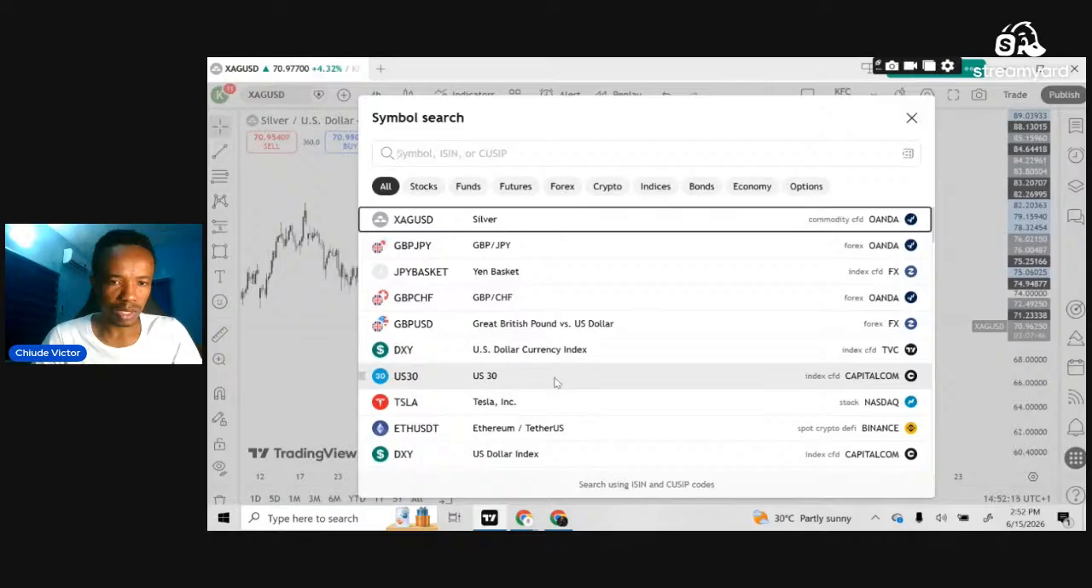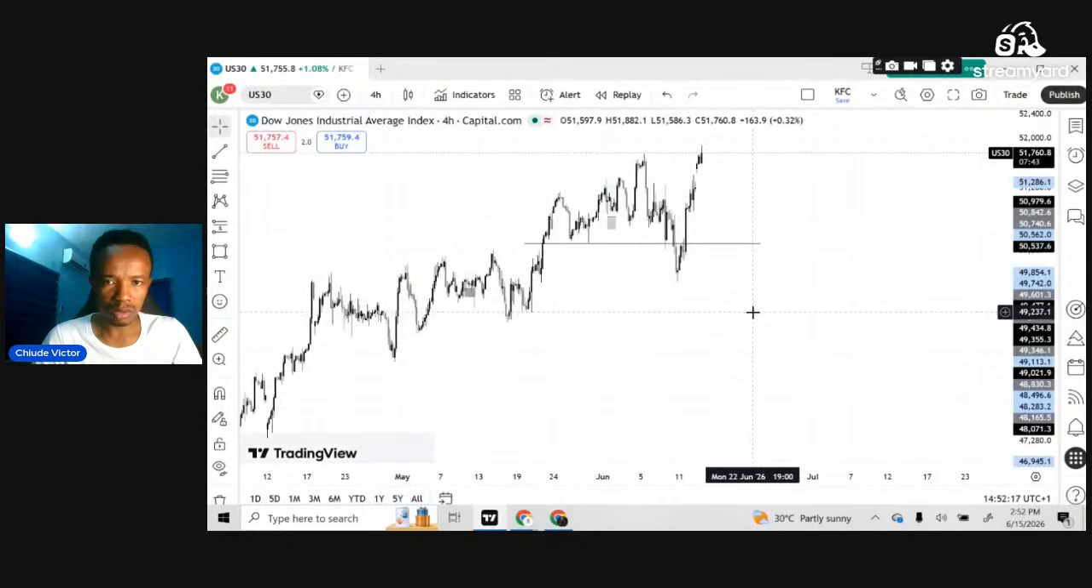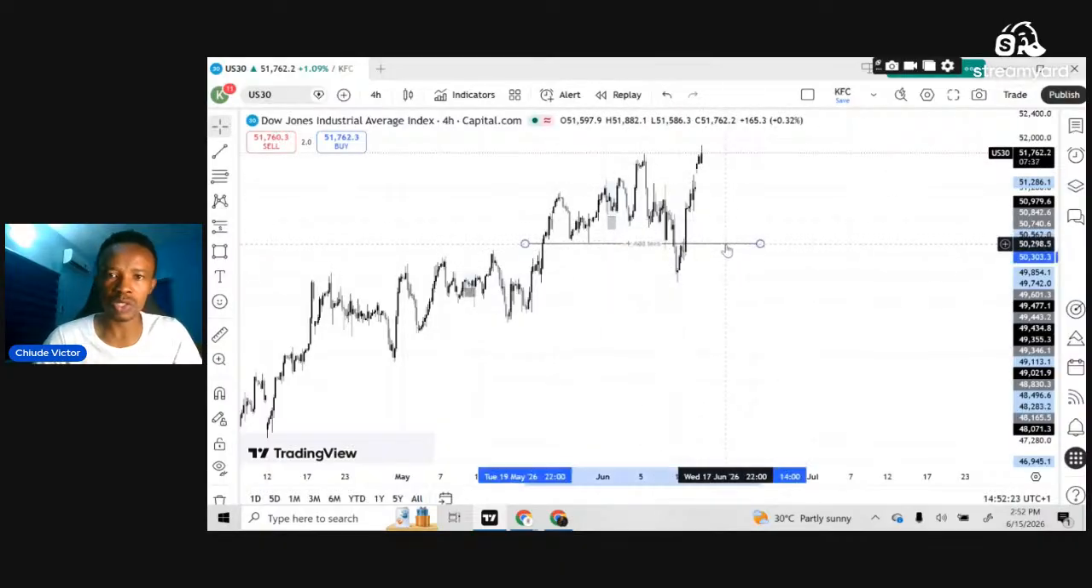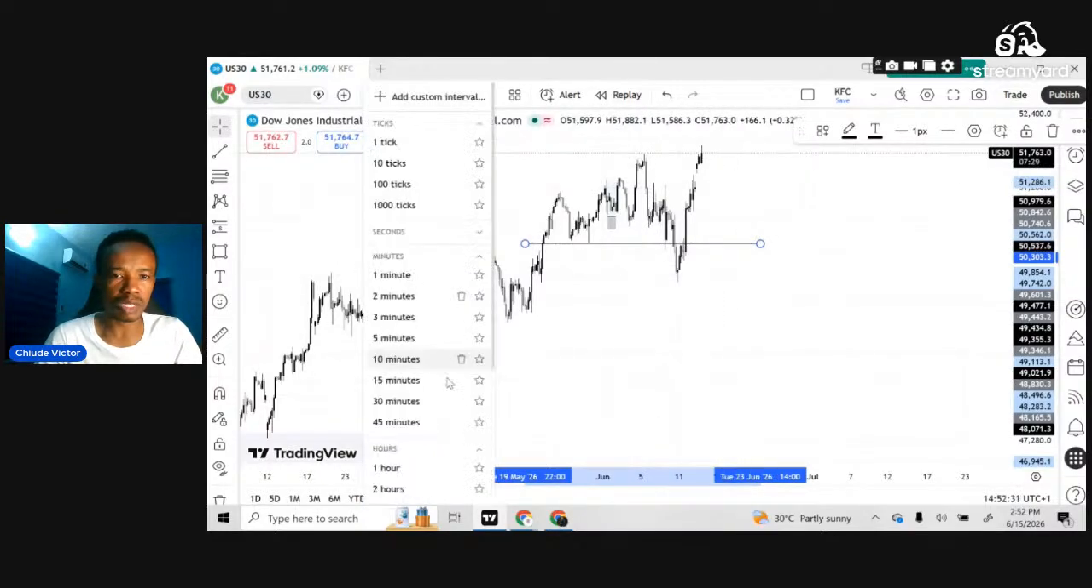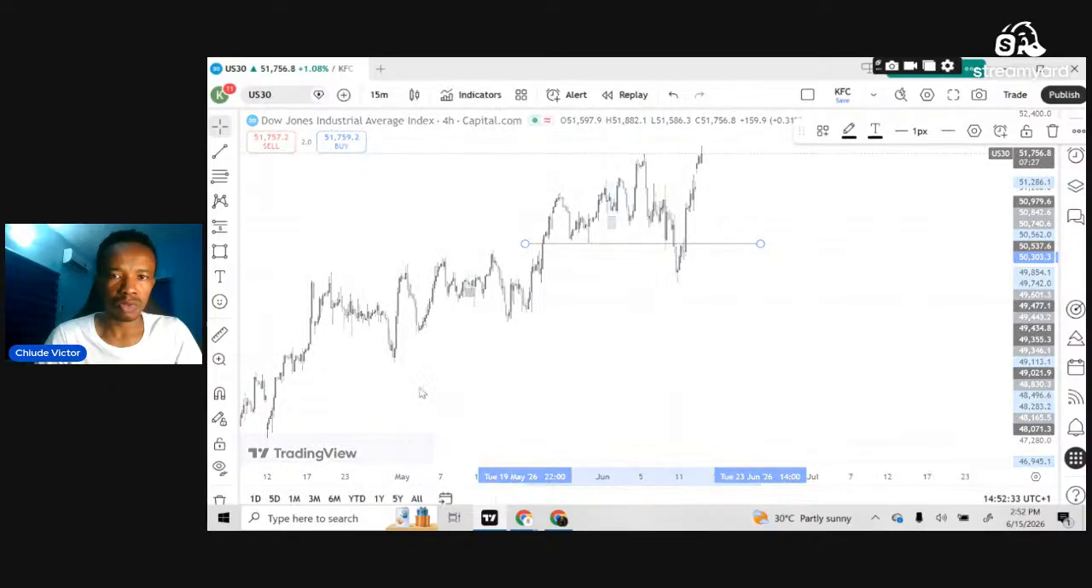Um, US 30. So US 30 shifted down and is pushing up. Very strange. So in that case, okay, you can actually buy US 30 shorts, short buy.